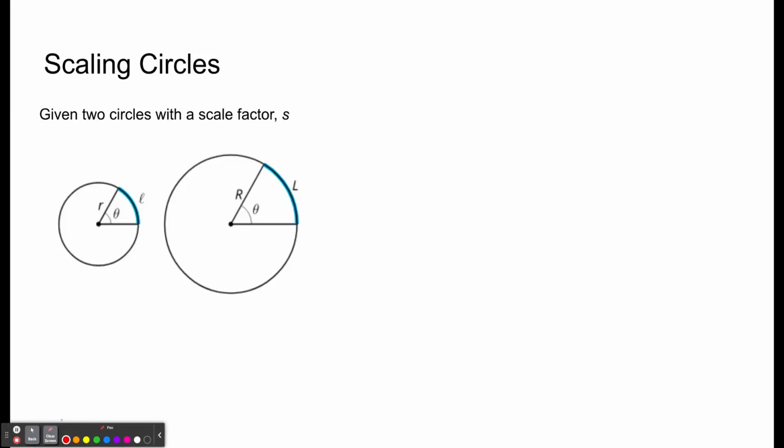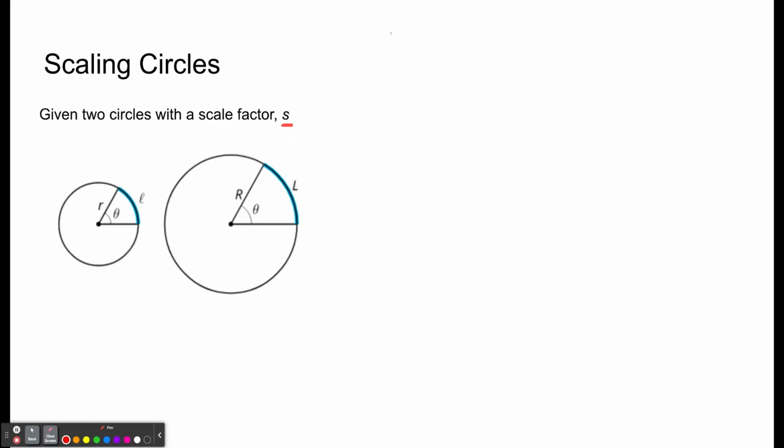Okay, this video is about what happens to the different parts of a circle with a central angle when it is scaled. So we're going to talk just generally without any numbers here about what happens. Say we have these two circles here, and they have a central angle, and we are going to scale them with a scale factor S. So I have dilated this small circle into this big circle, and I've dilated all the parts of it: the two radii, the central angle, and the arc length.